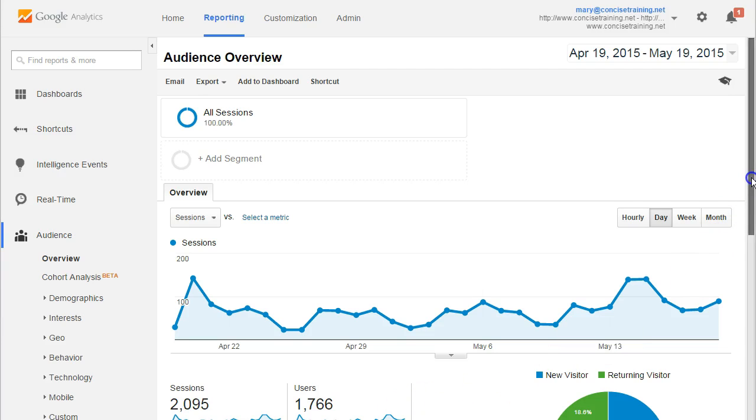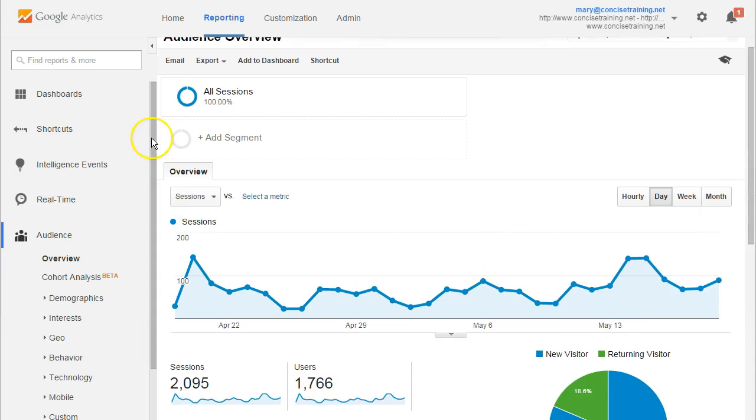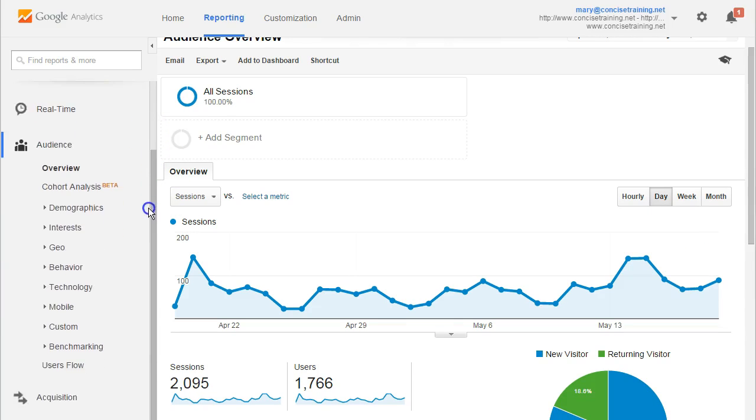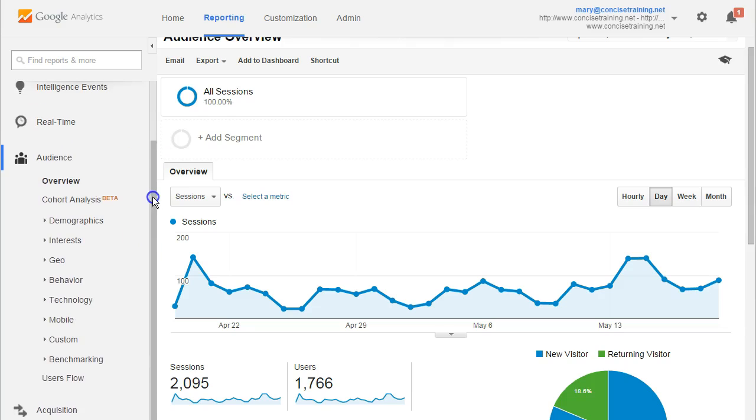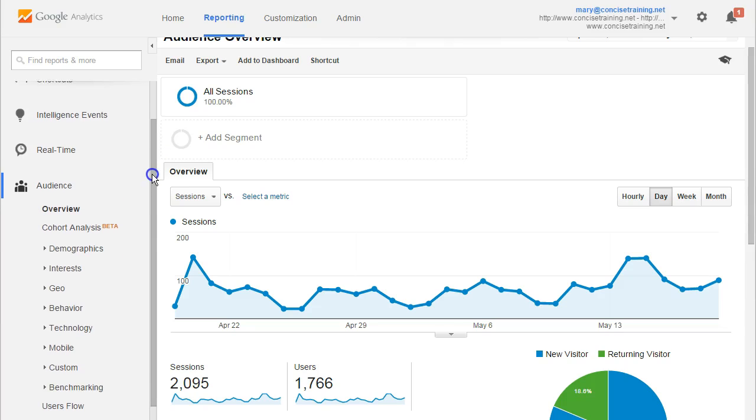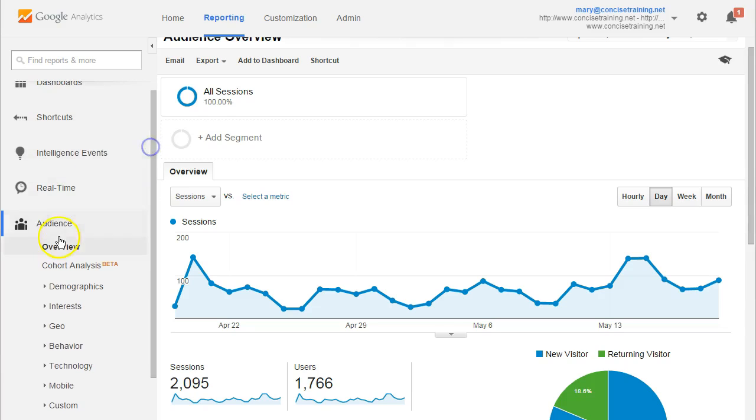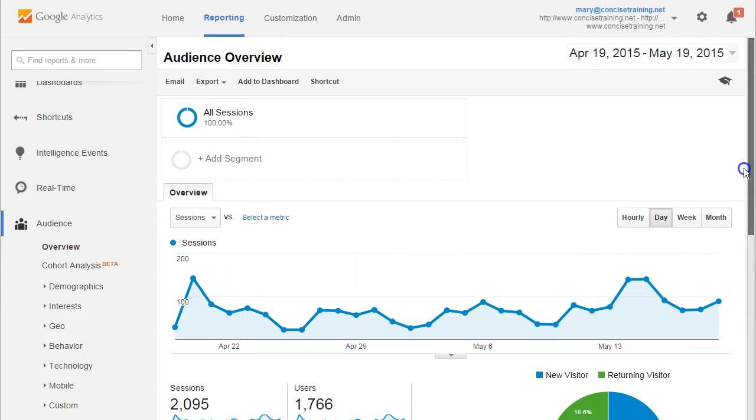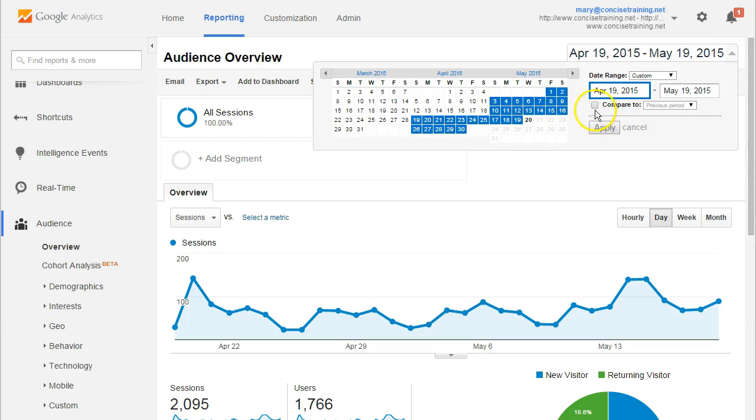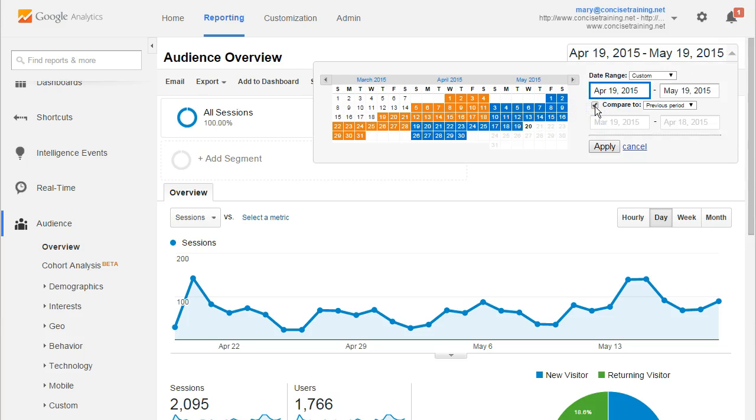Looking at my Google Analytics, down the left-hand side, you can see there are lots and lots of different reports that you could use. We're going to start by looking at the Audience Overview report. Up here on the top right, you can see the date range and change the date range over which you want to look at the analytics.